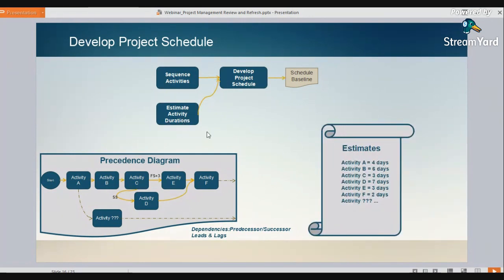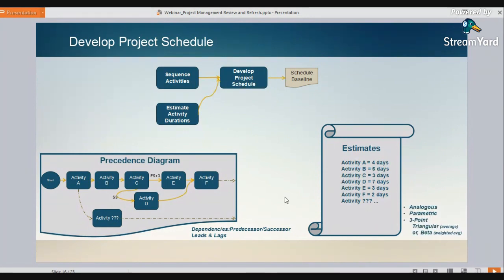Estimate activity durations provides you with an estimate in terms of the number of days each of these activities will take to complete. So activity A is going to take 4 days, B is going to take 6 days, and so on and so forth.